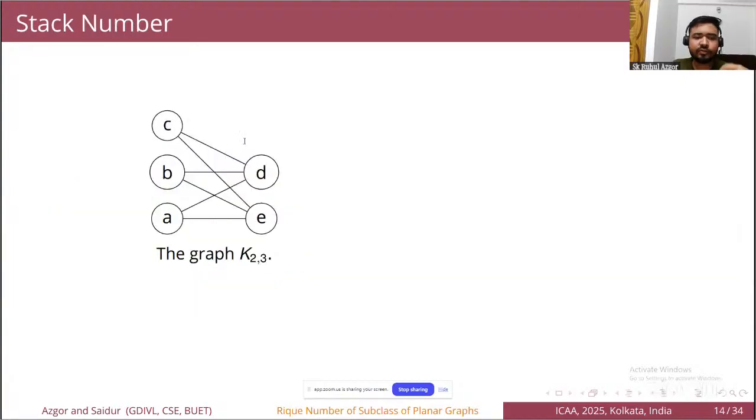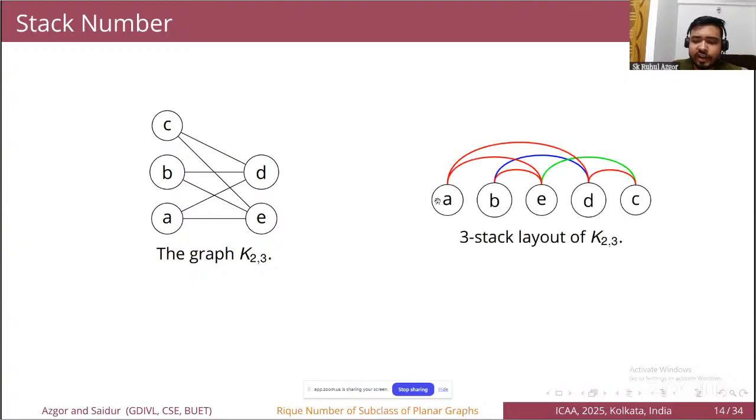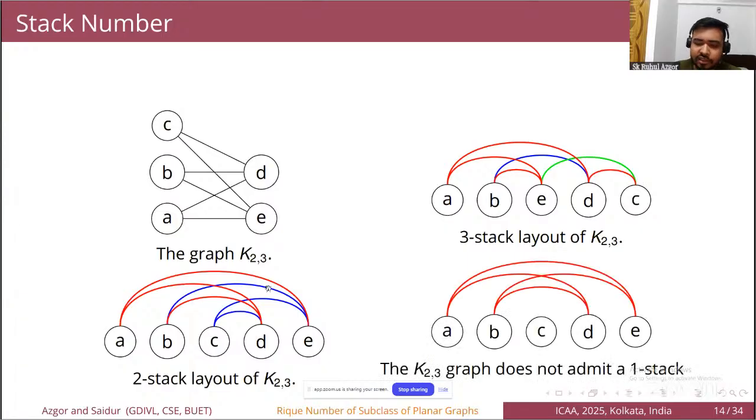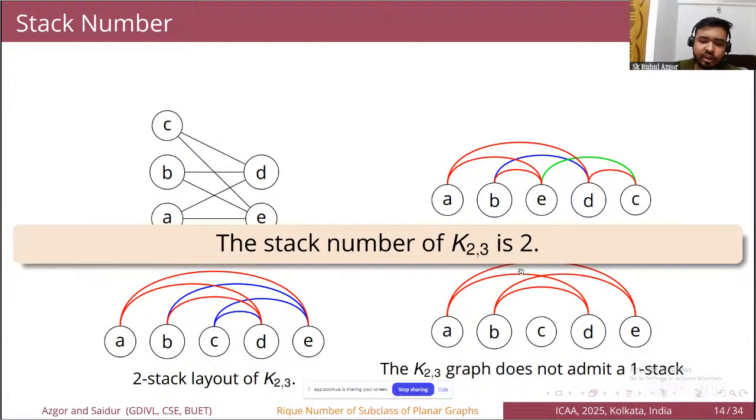Now, from a stack layout of a graph, we find another concept called the stack number. Consider this graph K3. This graph admits a 3-stack layout. Here the red edges will be inserted in the first stack, the blue edges in the second, and the green edges in the third stack. This graph also admits a 2-stack layout in A, B, C, D, E order, with red edges in the first stack and blue edges in the second. But this graph does not admit a one-stack layout. That means we cannot process all the edges using a single stack in any given order. So the minimum number of stacks required for this graph is 2. So we can conclude that the stack number of K3 is 2.